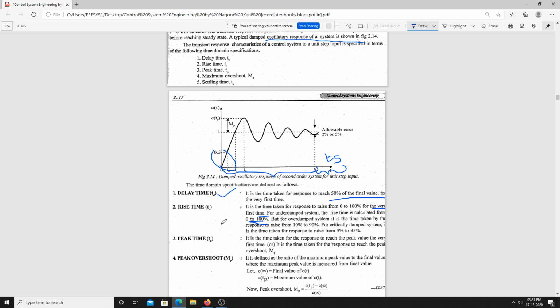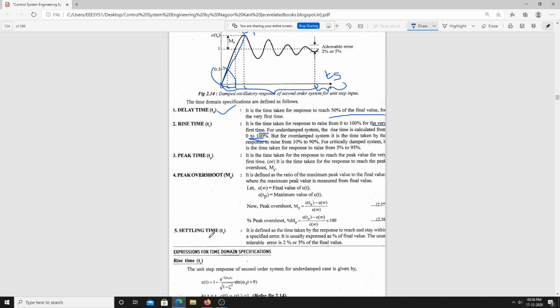Now when we talk about the peak time, it is the time taken for the response to reach the peak value for the very first time, or the time taken for the response to reach the peak overshoot. When we look at this, this is the peak value, and this is Tp. What do you mean by the peak time? The time taken by the response from 0 to reach its peak value, we call the peak time. Is that clear?